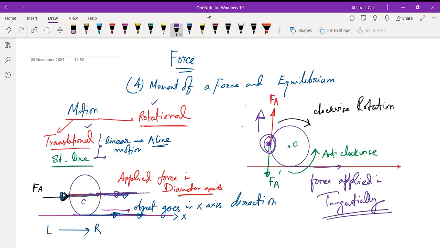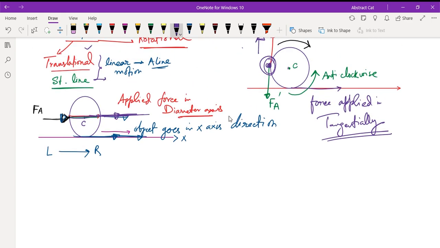Next, in case of rotational motion, we get a moment. Okay, and what is a moment? Moment is called a turning effect. The meaning of moment is turning effect. So this is a turning effect. Okay.